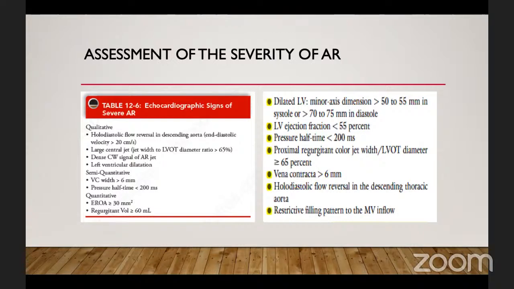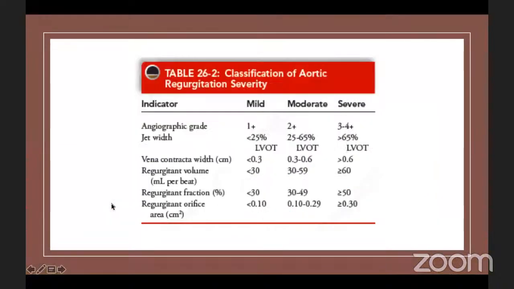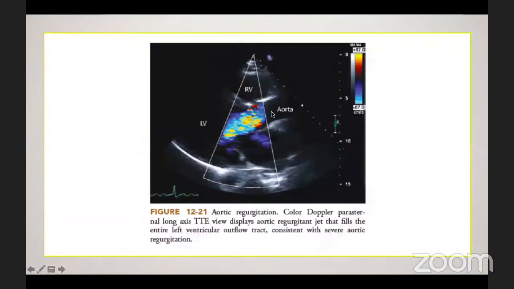And the pressure half time. Rapid equalization with lower pressure half time indicates severity of aortic regurgitation. So if you have a very low pressure half time, this indicates a severe regurgitation. And the same concept for the PISA in quantifying the AROA and regurgitant volume. The same thing applies for the severity of the aortic regurgitation. And this is what I was saying about the regurgitant volume from the LVOT.